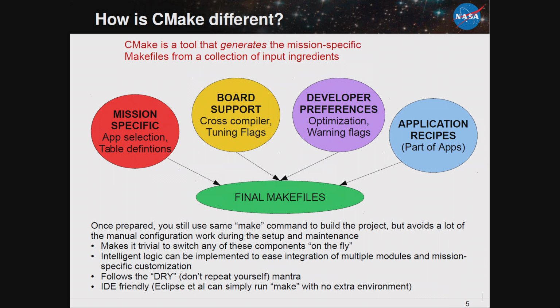So basically we have information coming from a lot of different places, and four major ones really. There's your mission specific inputs: your table definitions, the selection of apps that you're using, how you're laying out the system basically. The second input would be your board support. Which boards are you using? What cross compiler are you using? What tuning flags do you want to use for that cross compiler? The third piece is just general preferences.